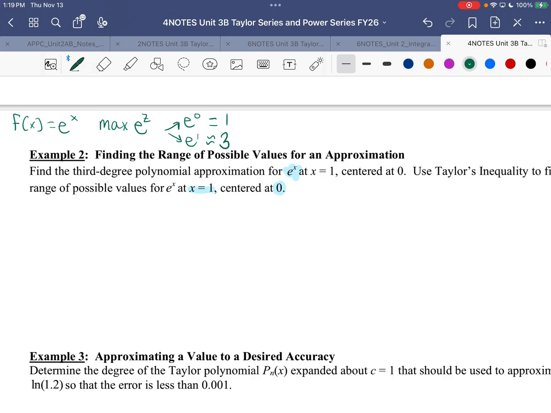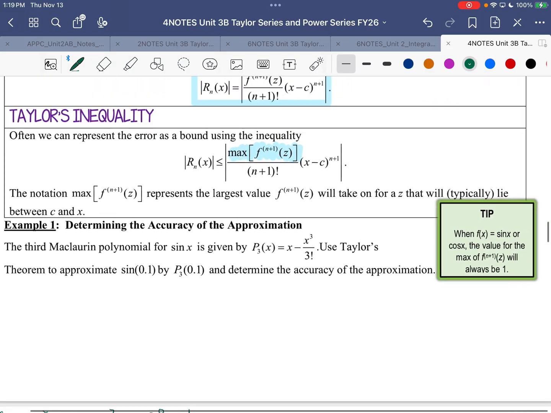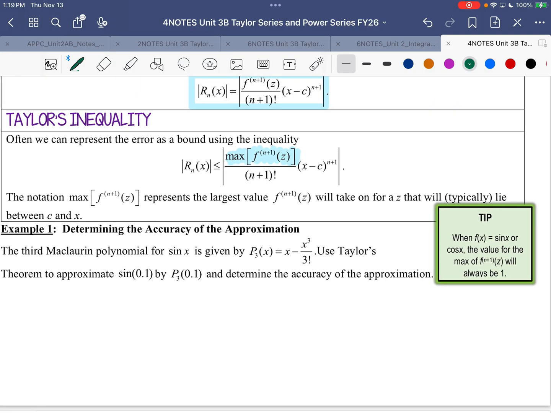Okay, so anywho, back to the previous page. If your trig function is sine, even if you're trying to find sine near pi over 4, what's the sine at pi over 4?